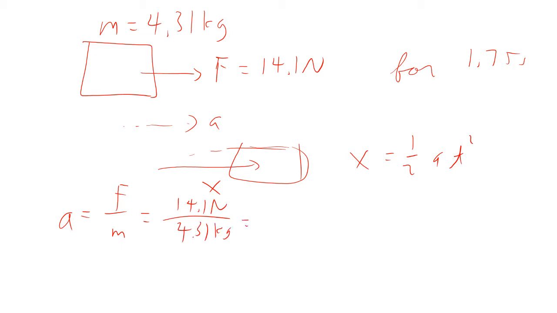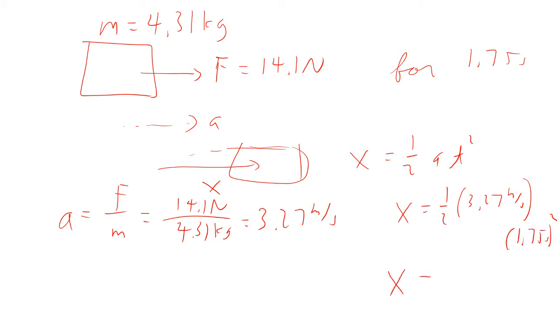So that comes out to be 3.27 meters per second squared. And so X is going to be 1/2 times A, 3.27 meters per second squared, times the 1.75 seconds squared. So X is going to be equal to 5.01 meters. This thing moved under the force a distance of 5.01 meters.